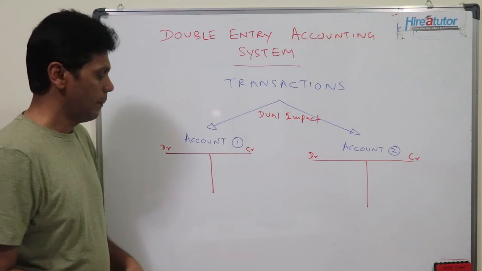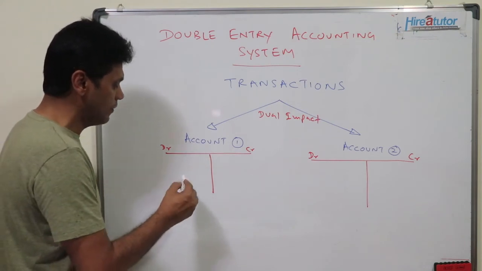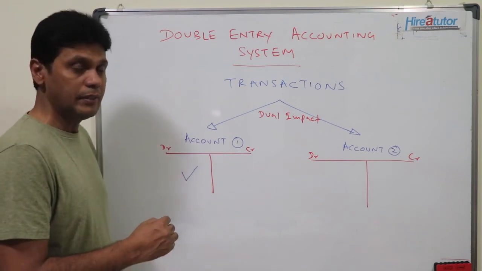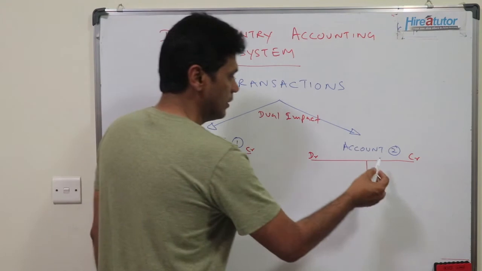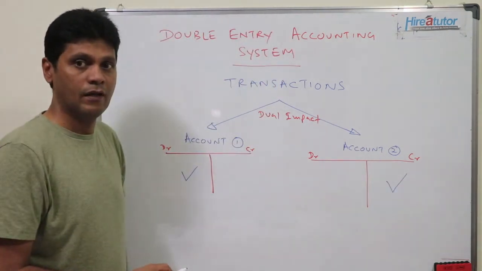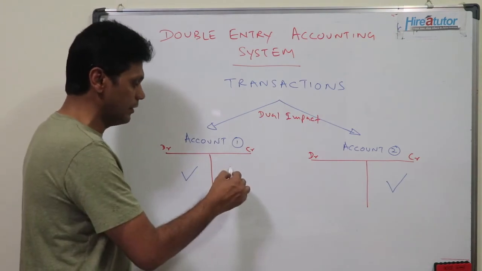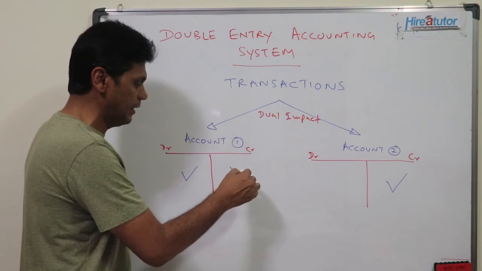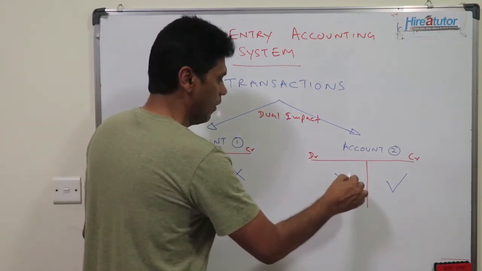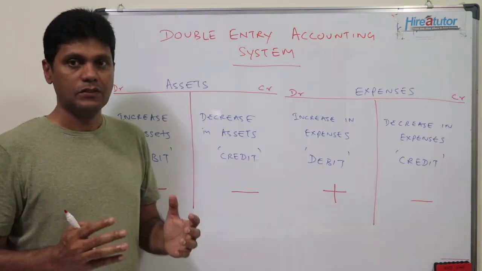For example, if you record a particular transaction on the debit side of one account, it has to be credited on the credit side of another account. And on the other hand, if you record a transaction on the credit side of one account, it has to be debited on the debit side of the other account.